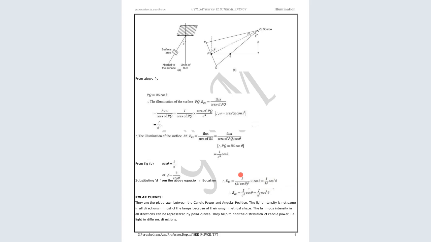So it is directly proportional to the angle at that point. Polar curves are plots drawn between the candle power and the angular position. Light intensity is not the same in all directions in most lamps because of their unsymmetrical shape. The luminous intensity in all directions can be presented in polar curves. They help to find the distribution of candle power, that is, the light in different directions.